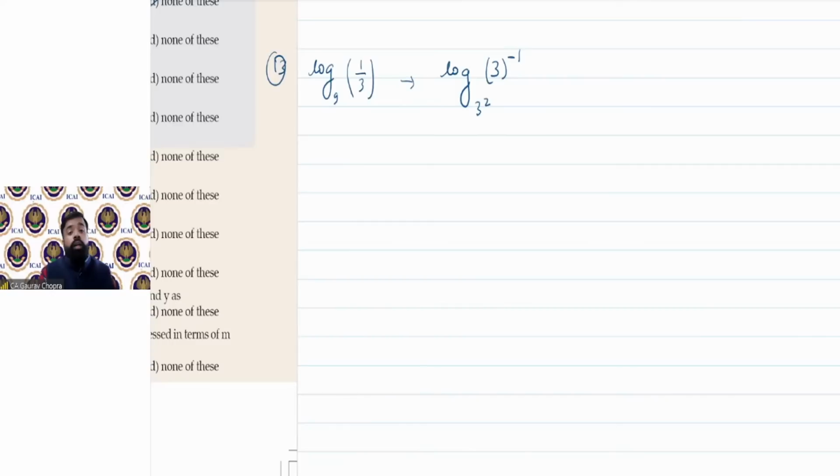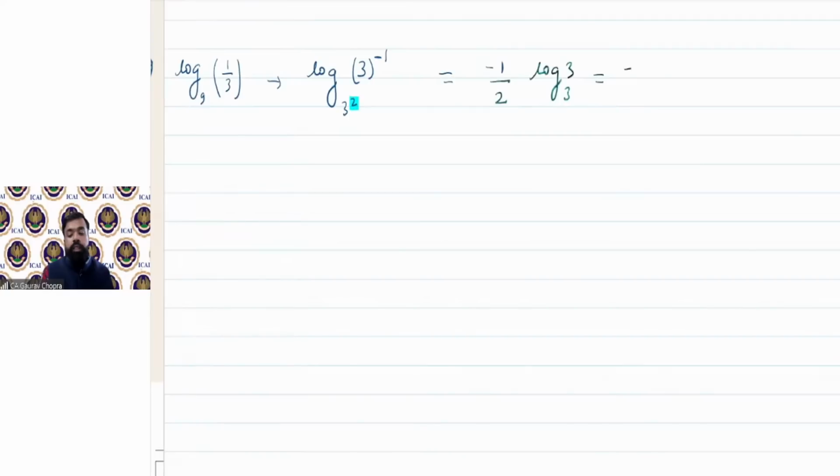What is the trick? As we know, the power jumps forward. The numerator power will always jump in the numerator, whereas the power of the denominator will jump in the denominator. So therefore, we will be writing the power of the denominator in the denominator. So it is 2. Now what is left? Log 3 base 3, which is 1. So the final result is minus 1 by 2.